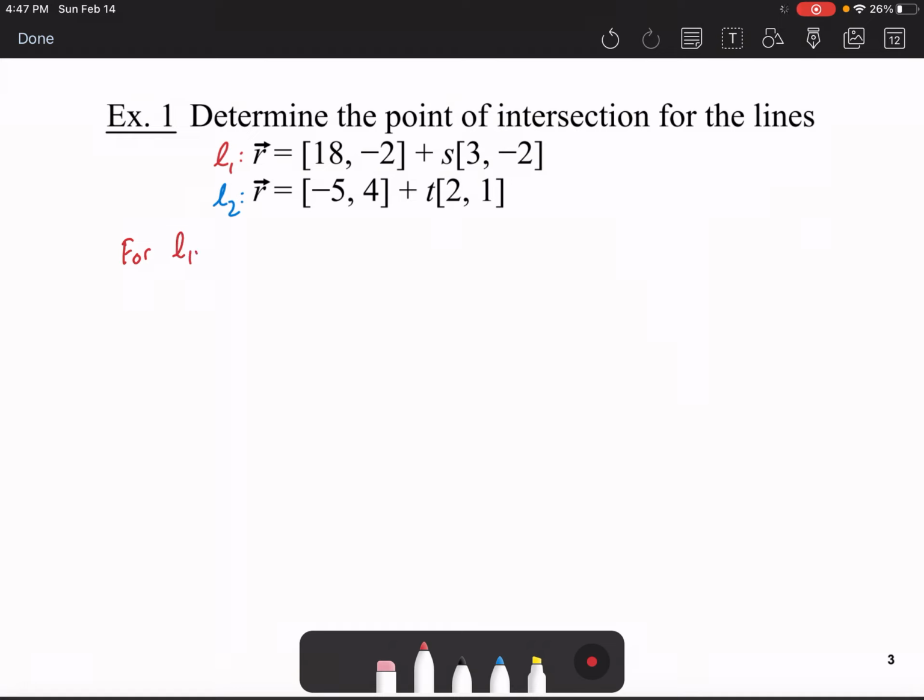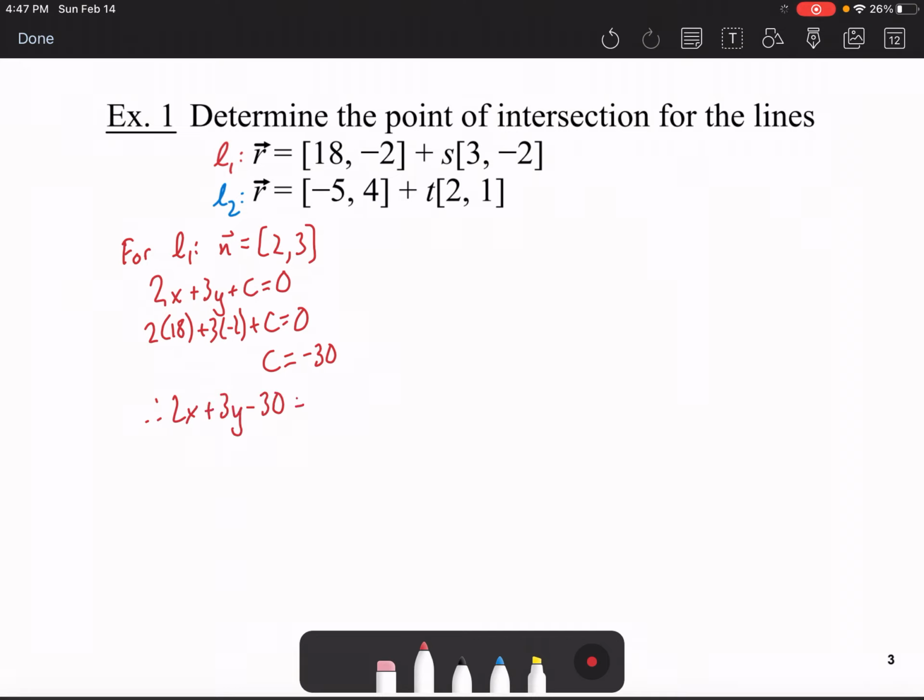So for line 1, I'd use a normal of 2, 3. Because again, 2, 3 dotted with 3, negative 2 would be 0. And therefore, my equation would be 2x plus 3y plus c equals 0. I can substitute the values of 18 and negative 2 in to solve for c. And I get a c value of negative 30. So I get an equation of 2x plus 3y minus 30 equals 0.